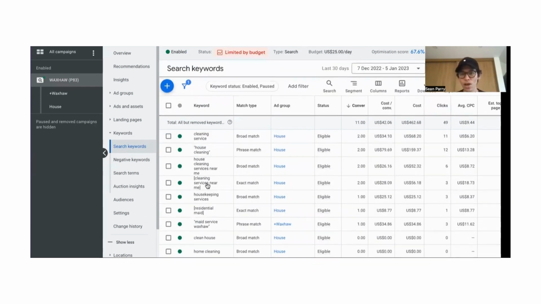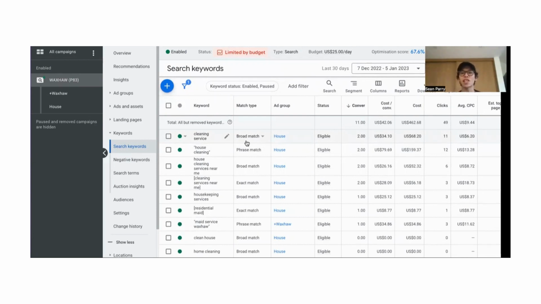So the reason why we want to break out lots of different keywords in this way is that we want to start to get an idea of the conversion rates and the conversion data at the keyword level. On a month's worth of data, 11 leads, it's not enough data to make a firm conclusion about which keywords are driving the best performance.